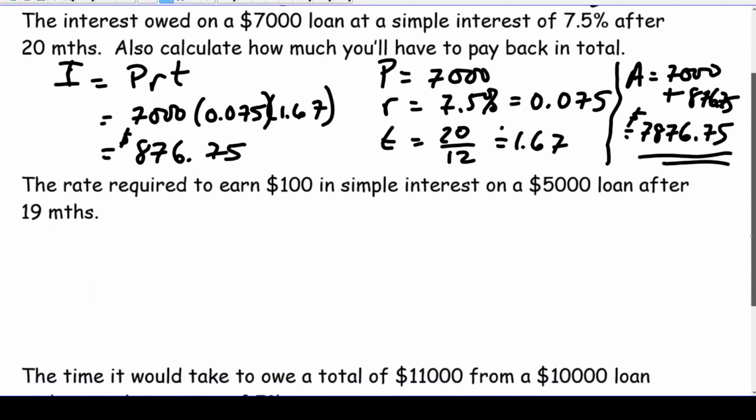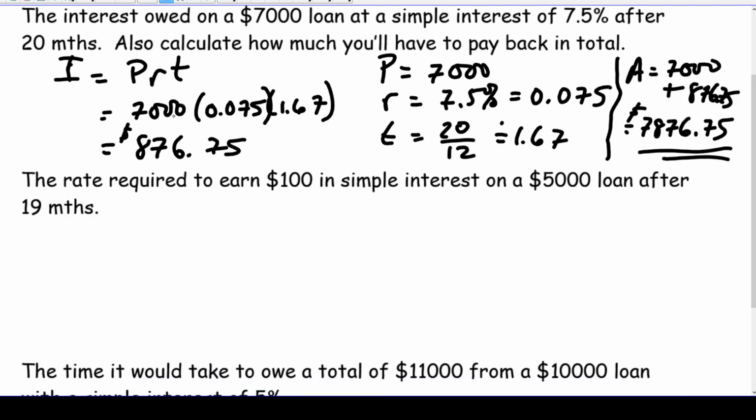But another thing that could be asked of you is, again, this is all under the big title of calculate the following. Calculate the rate required to earn $100 in simple interest on a $5,000 loan after 19 months. So if I'm asking you to calculate the rate, now I want you to take the I formula and isolate R. So R would be equal to I divided by, and since P and T are multiplying on this side, they're going to come over here and divide, and I'm going to put a bracket around there so I make sure to put that all under the same bracket.